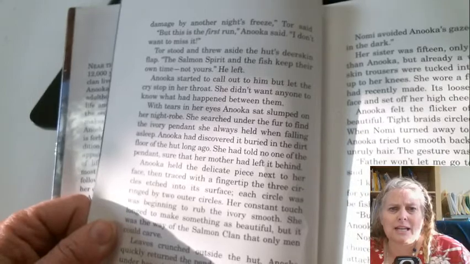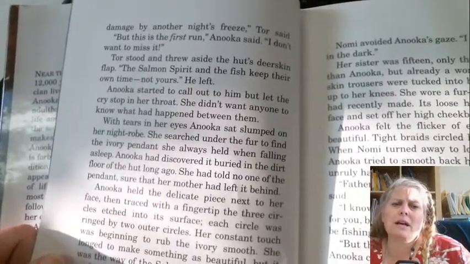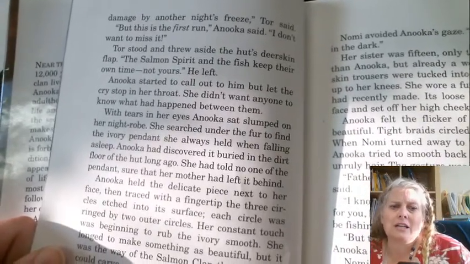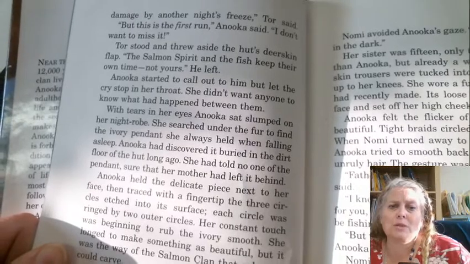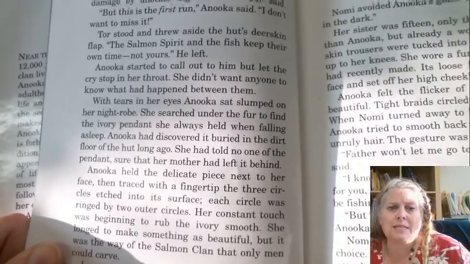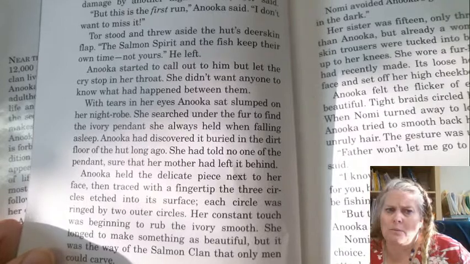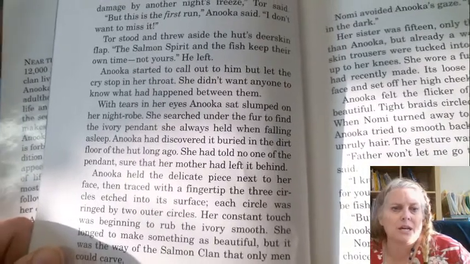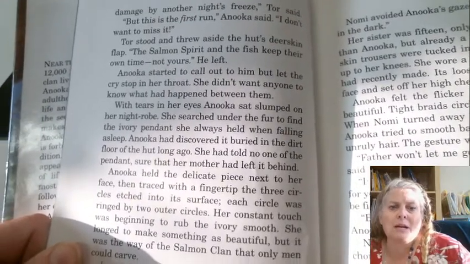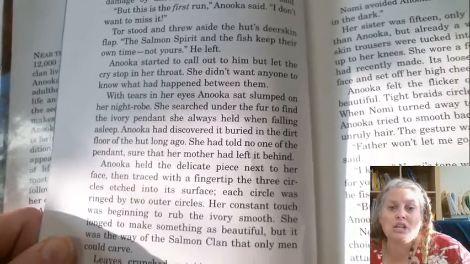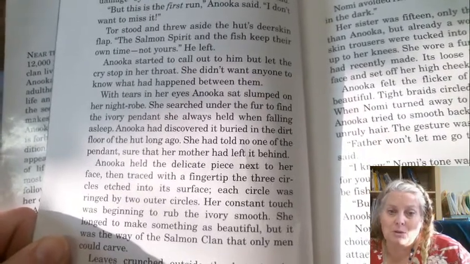"But this is the first run," Anouka said. "It won't be, I don't want to miss it." Tor stood and threw aside the hut's deerskin flap. "The salmon spirit and the fish keep their own time, not yours." He left. Anouka started to call out to him, but let the cry stop in her throat. She didn't want anyone to know what had happened between them.